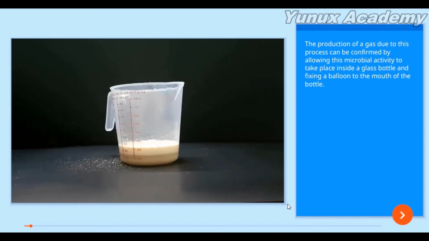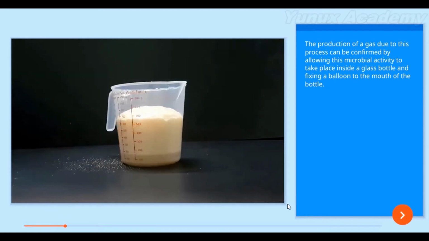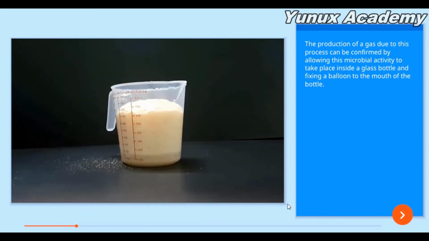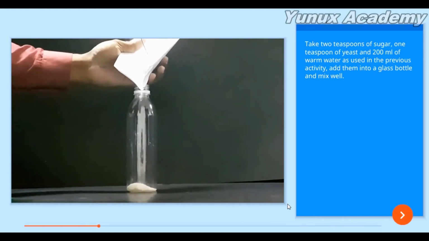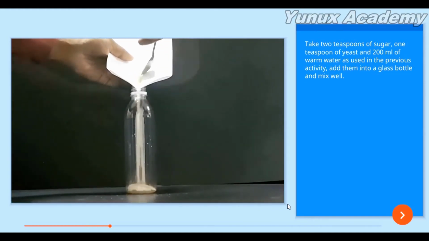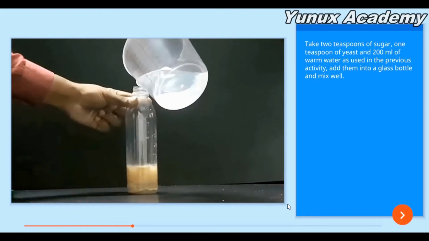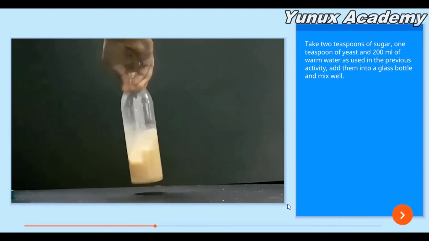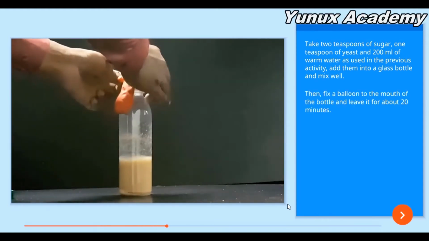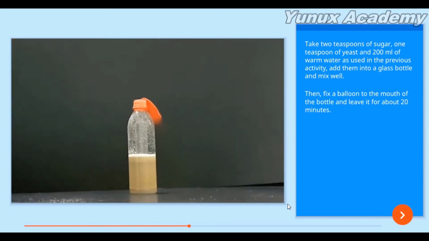The production of a gas due to this process can be confirmed by allowing this microbial activity to take place inside a glass bottle, and fixing a balloon to the mouth of the bottle. For this, take 2 teaspoons of sugar, 1 teaspoon of yeast, and 200 milliliters of warm water, as used in the previous activity. Add them into a glass bottle, and mix well. Then, fix a balloon to the mouth of the bottle, and leave it for about 20 minutes.